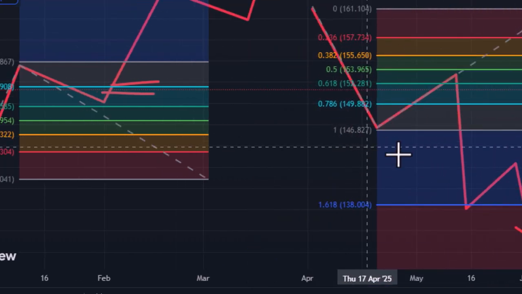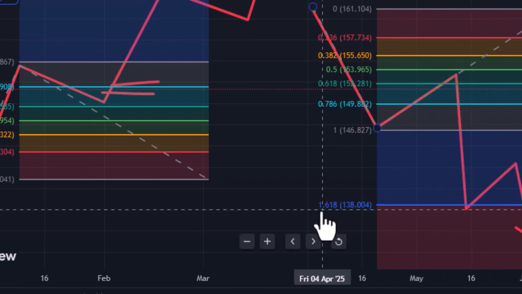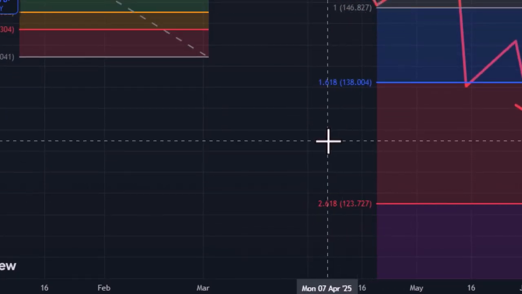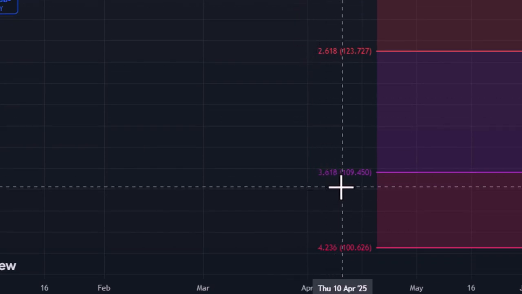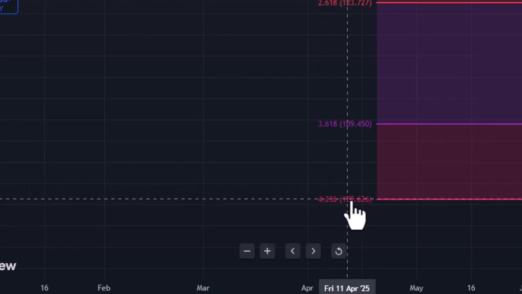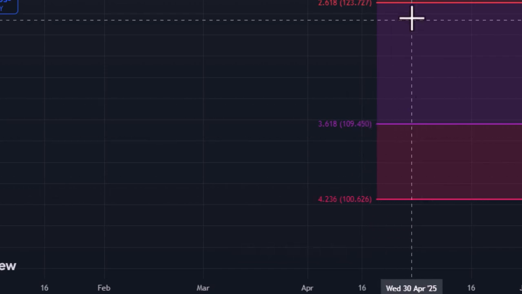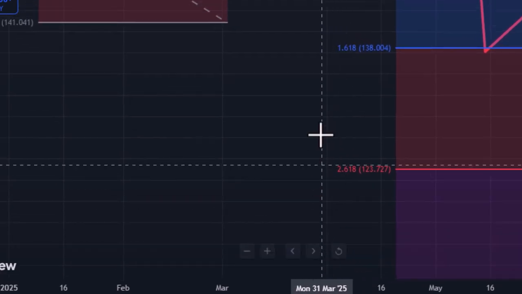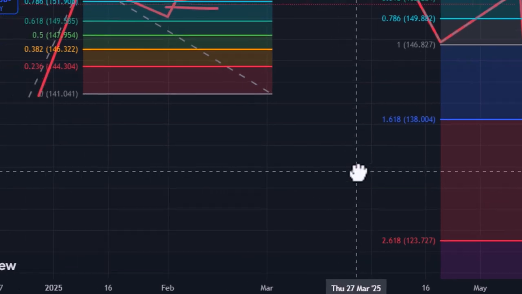So in this case, you can see that the profit target is at this very point. This is the 1.618 level and the 2.618 level, which is the second profit target, and the 3.618, which is the third profit target, and the 4.236 right at this point, which is the fourth profit target. So these are the important targets for the Fib extension level that you can use for setting your take profit when you enter a position in the market.